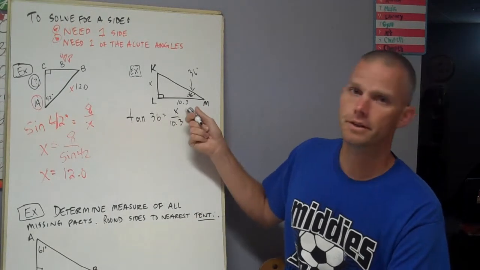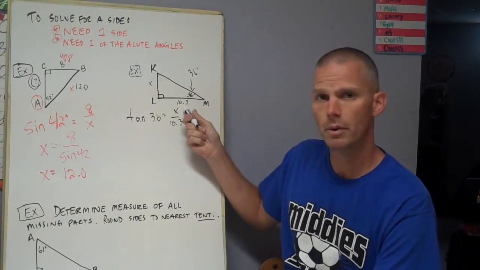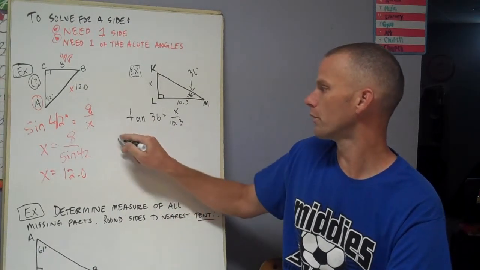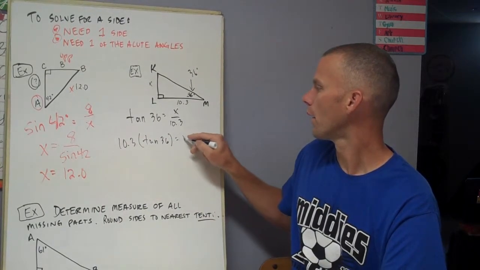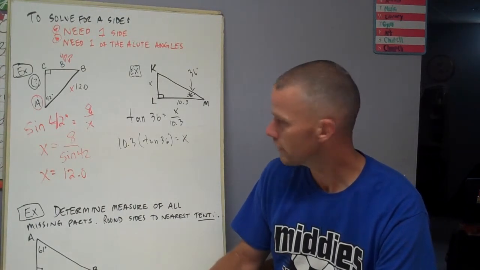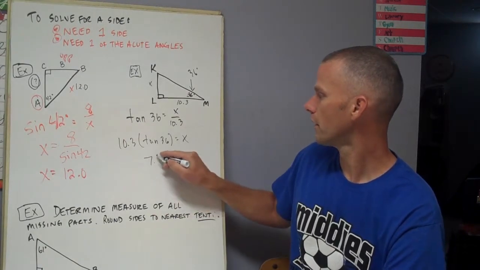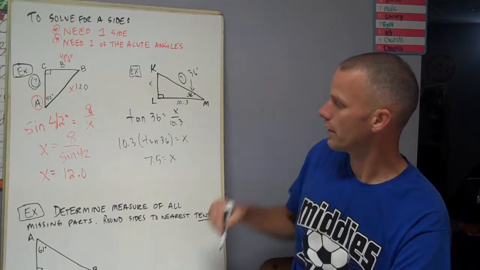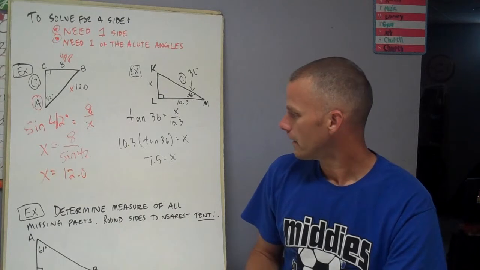adjacent. In this case, our variable's in the numerator of our fraction here, which is good because when the variable's up high, all you got to do is multiply. So if we just take our 10.3 and multiply it over, that's going to tell us the length of segment KL. So 10.3 times the tangent of 36, and that gives us 7.5. And then again, at that point, if we want to figure out the hypotenuse, we could do some more trig, or we could just use Pythag, whichever works out best.